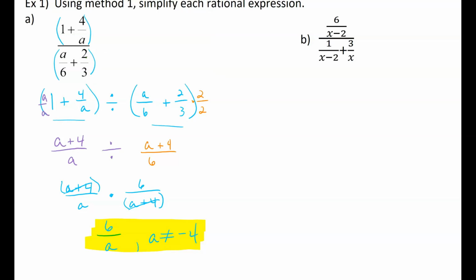All right. So again, I know that it is 6 over x minus 2, all divided by the 1 over x minus 2 plus 3 over x. Again, I can tell by where the heavy fraction bar is located. And so using method 1, again, I've got 6 over x minus 2, all divided by 1 over x minus 2 plus 3 over x.